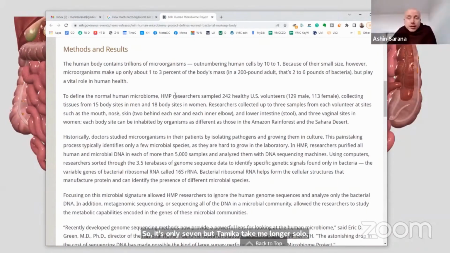10 to 1 actually means that if you took all cells in the body, or all small parts in the body, and you divided them into 11 parts, then 10 parts would be the microorganisms and 1 part would be the cells.